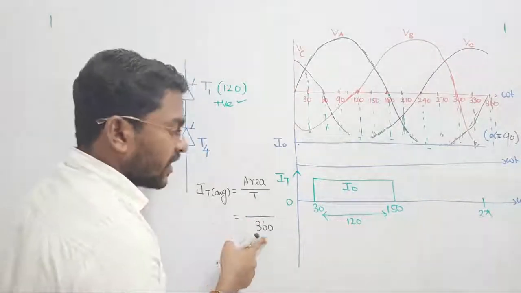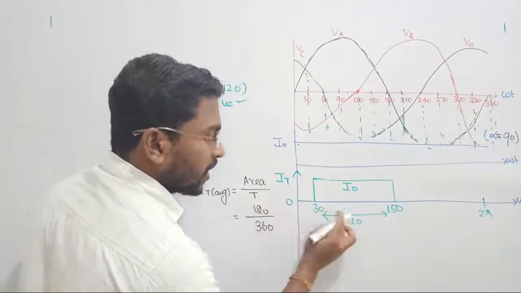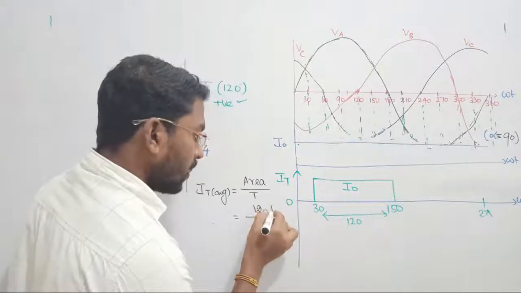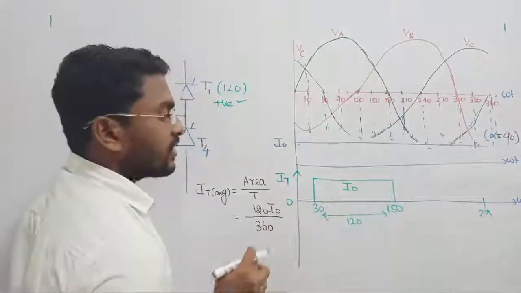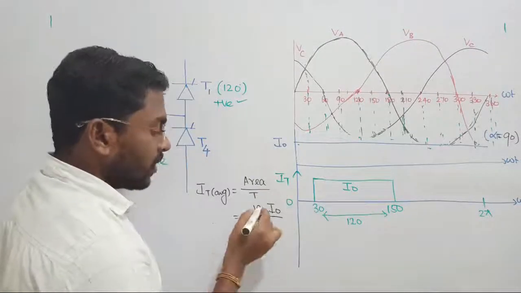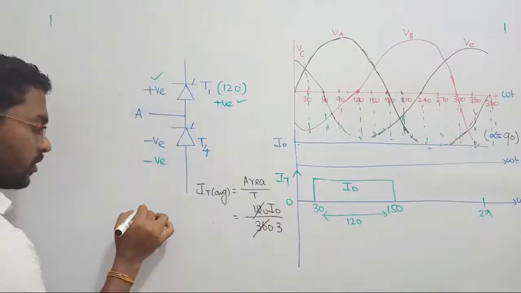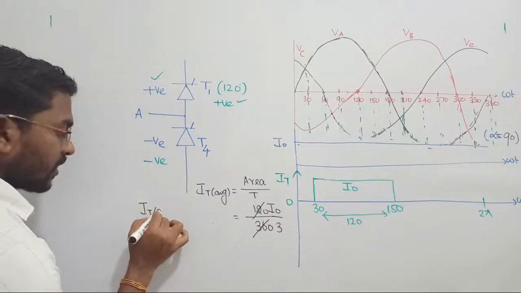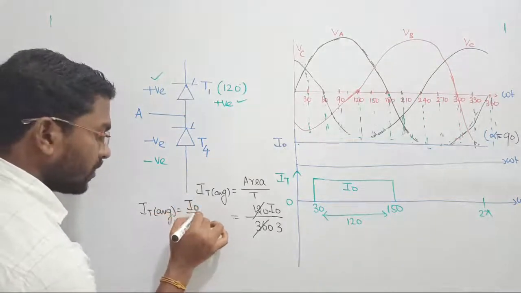Out of 360 degree, thyristor T1 will conduct only for 120 degree. 30 to 150 duration is 120, with the value of I naught. We know how to calculate. Here we have a rectangle. What is the area formula? Width into height. Width is 120, height is I naught. If I cancel it, it becomes 3. What is the conclusion? The average value of the thyristor current is simply I naught by 3.